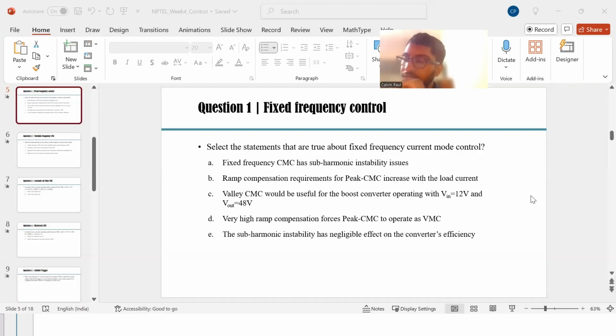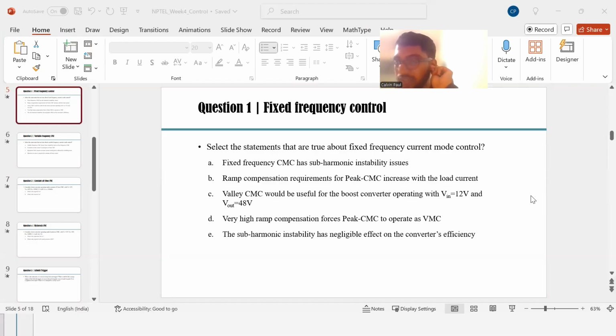Okay, so I'll give a hint. If you just see, input is 12 volt, the output is 48 volt. So what should be the duty required in that case? For boost converter, input is 12 volt, output is 48 volt. What should be the duty required? 0.75. Okay. So is that greater than 0.5 or less than 0.5? Greater than 0.5.